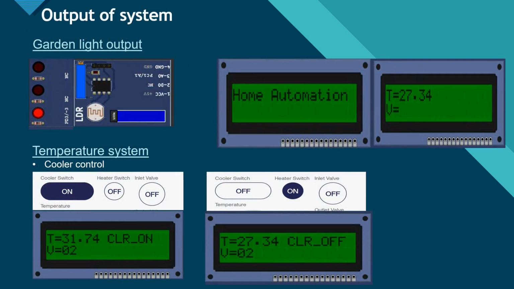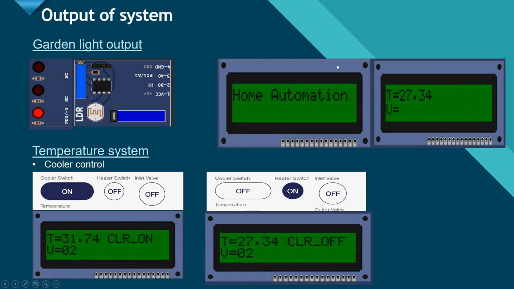You can see here, these are the outputs of our system. Garden light output. You can see the resistance is high here. That means the evening condition is there, and no sunlight is there. That is why the LED is glowing with its full brightness.